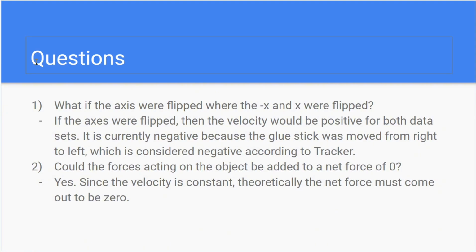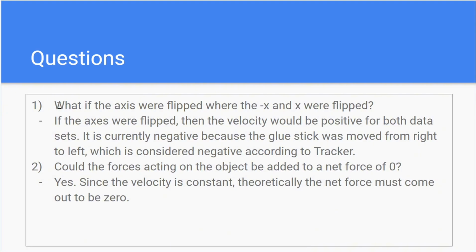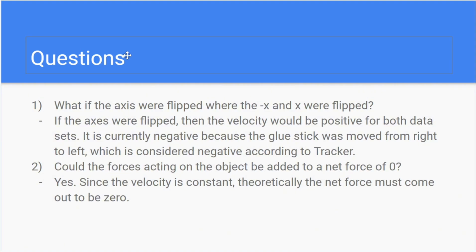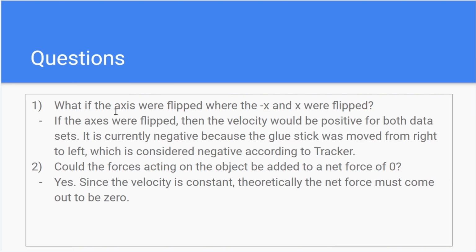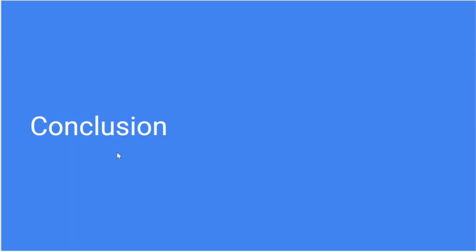Here are the questions that we were asked about the lab. So, what if the axis were flipped in the negative x and x direction? If they were flipped, the velocity would be positive for both. It is currently negative because the glue stick was moved from right to left, which is considered negative according to Tracker. And could the forces acting on the object be added to a net force of 0? Yes, since velocity is constant, theoretically the net force must come out to be 0.